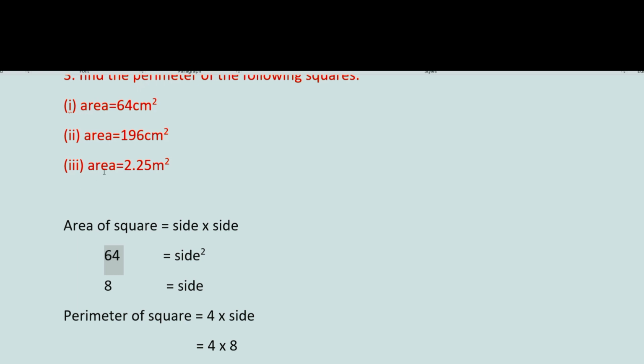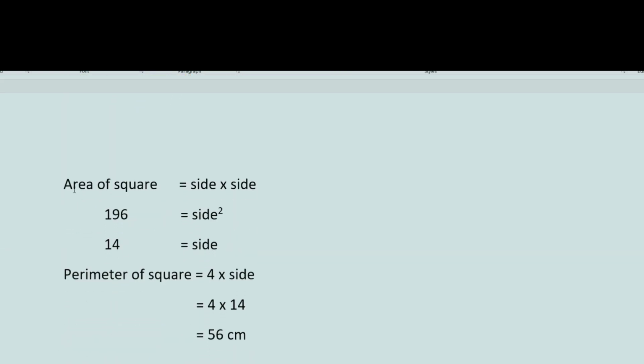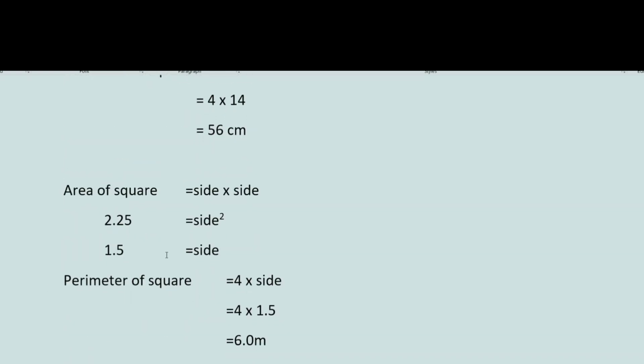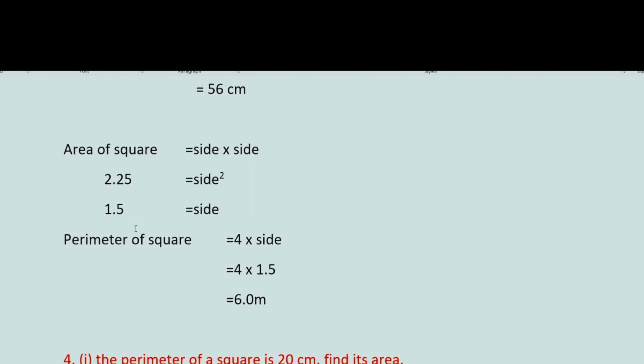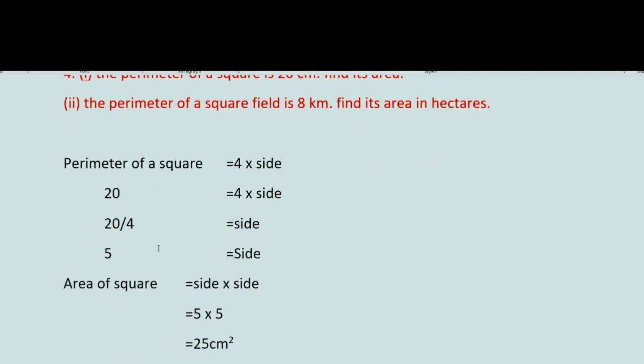Moving to next sum, area is 196 cm square. Yes, when area of square is given to you, 196, okay. So area of square formula is side into side. Area of square you will put 196, side into side means side square. Now if you take out square root of 196, it is 14, okay, means side of the square is 14. Perimeter of square 4 into 14, that is 56 cm. Same goes for this sum also as it is, okay, no change.